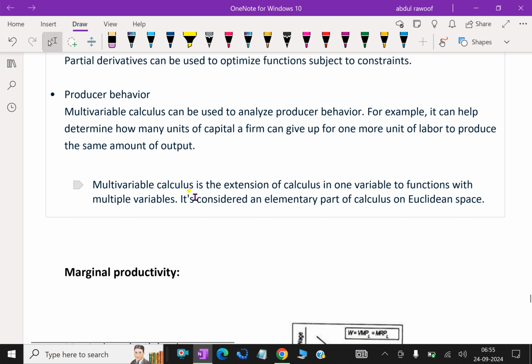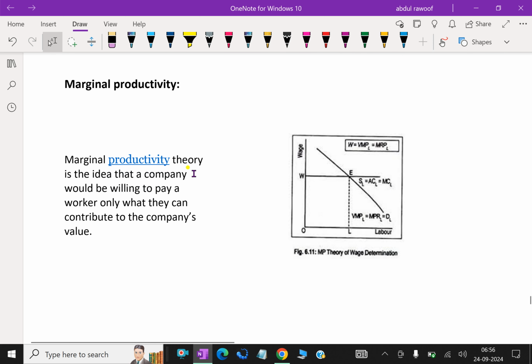Multivariable calculus is the extension of calculus in one variable to functions with multiple variables. It is considered an elementary part of the calculus on Euclidean space. What is marginal productivity? The marginal product of capital, MPK, is defined as the change in output brought about by a small change in capital when all the other factors of production are held constant. Marginal productivity theory is the idea that a company would be willing to pay a worker only what they can contribute to the economy's value.